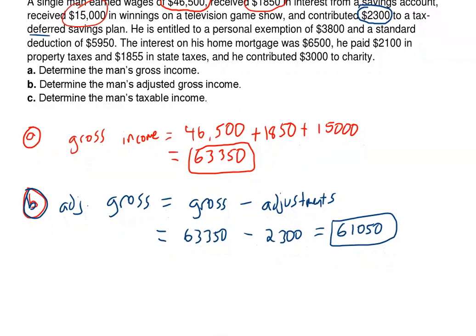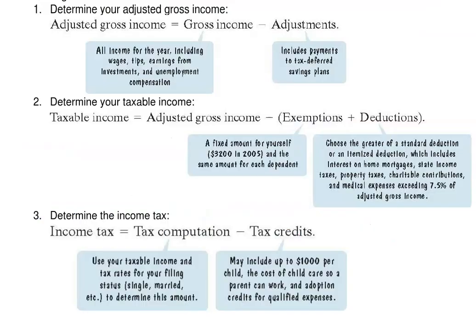And then, before we decide how much this person owes in taxes, we need to remove any exemptions or deductions. We could either look at the standard deduction, which is given in the problem, or try to itemize the deduction, which includes interest on home mortgages, state income tax, property taxes, charitable contributions, medical expenses exceeding 7.5% of your adjusted gross income. So again, all of those things can be deducted from your income if you want to itemize your deductions.